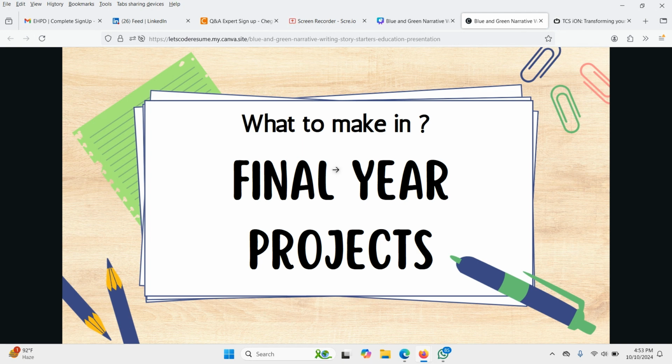I'm here back again for something very interesting that we need to discuss, and that is currently going on: the final year projects. The topic is what to make in the final year projects, because that is the important question. I always see candidates applying through on-campus or off-campus facing the issue that their resume will be rejected.